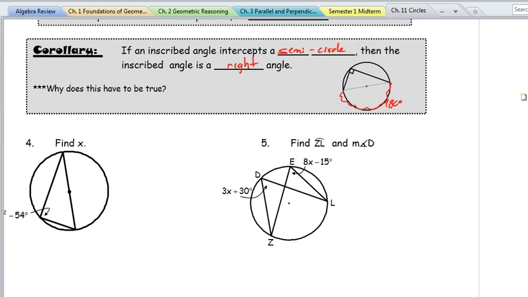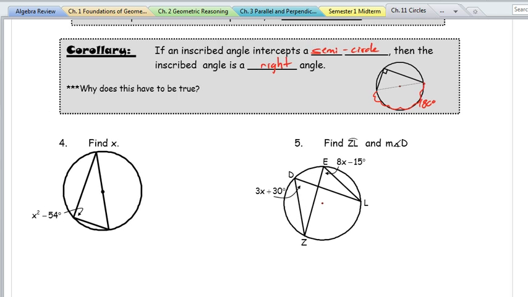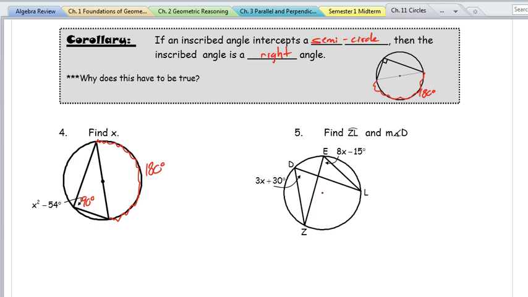In number 4, find x. So we have that right there. This is a diameter. That diameter cuts this circle into 180 degrees on both sides. Well, if that's 180 degrees going back this way, this guy's 90 degrees. What x makes that happen? Well, we're going to find out. X squared minus 54 equals 90. X squared equals 144. No factoring involved because there's not an x, just an x squared. X is going to be equal to 12.